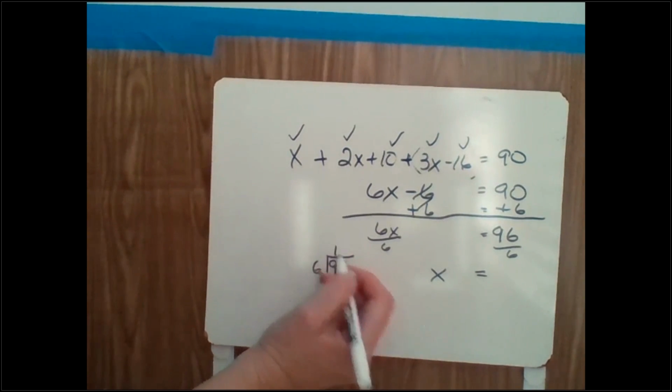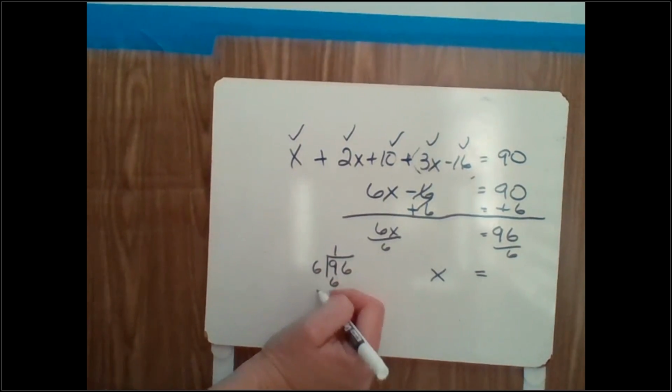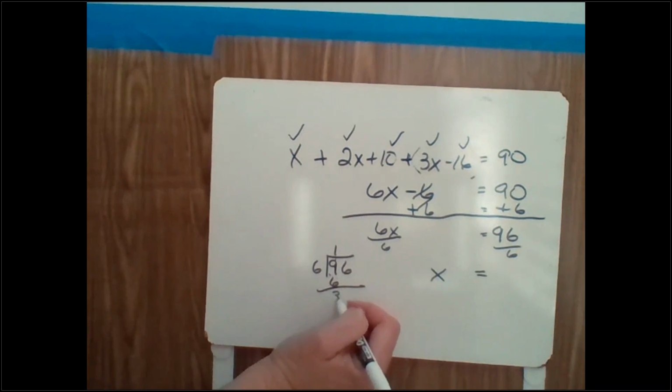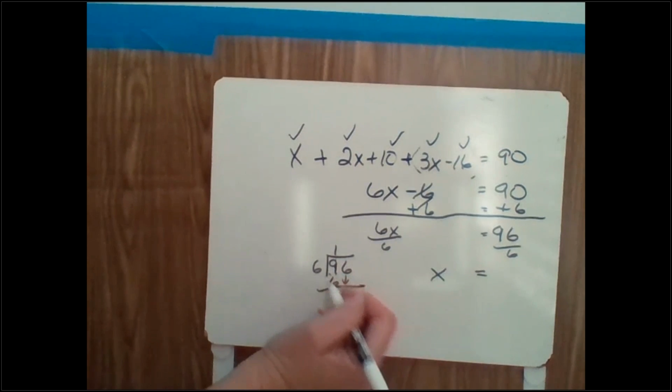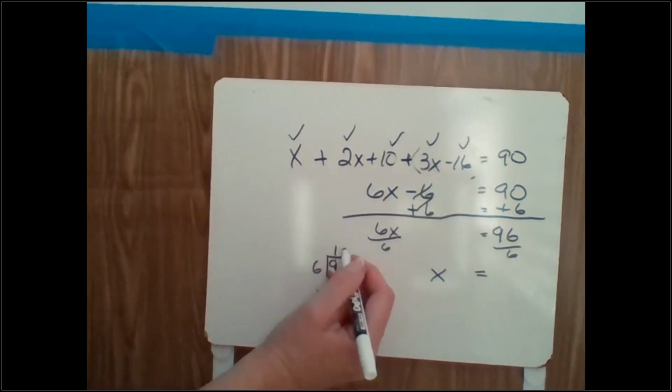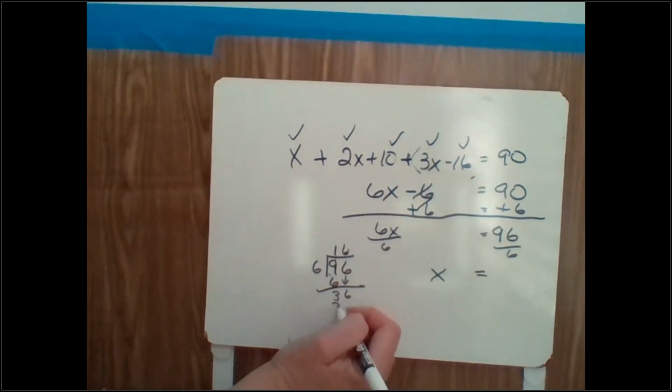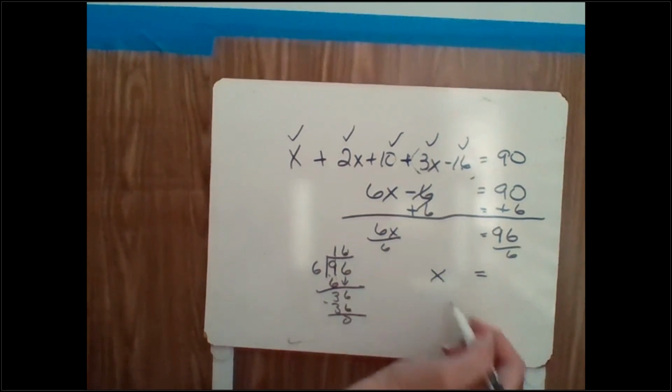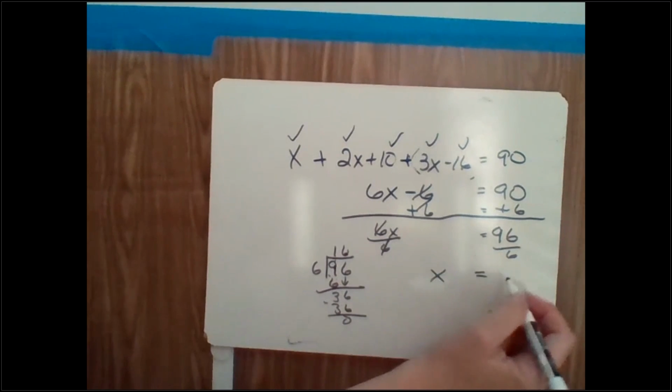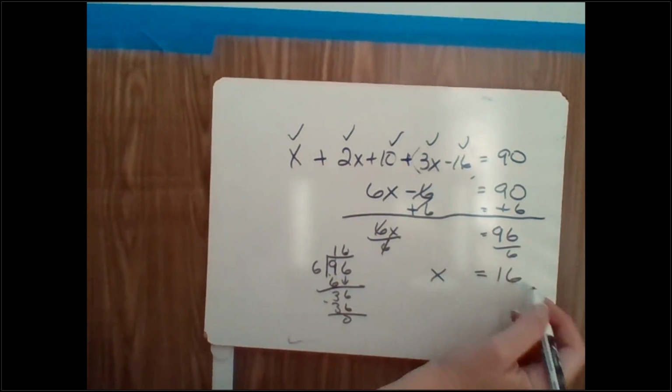6 goes into 9 one time. 1 times 6 is 6. Got to subtract 3. I'm going to bring down my 6. 6 divides into 36 6 times. 6 times 6 is 36. I have 0 remainder. So x is going to equal 16.